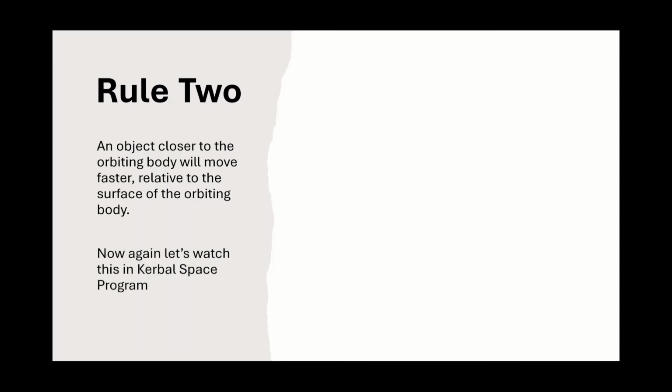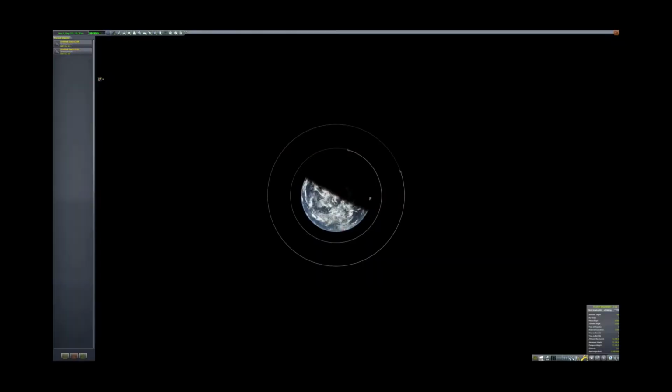Now we can watch this in Kerbal Space Program again. So we have two spacecraft here, one in a lower orbit and one in a higher orbit. And we can see that the one in the lowest orbit is moving faster relative to the surface of the planet than the one in the highest orbit. See, the one in the lower orbit has completed one orbit already, while the other one has only completed half an orbit.